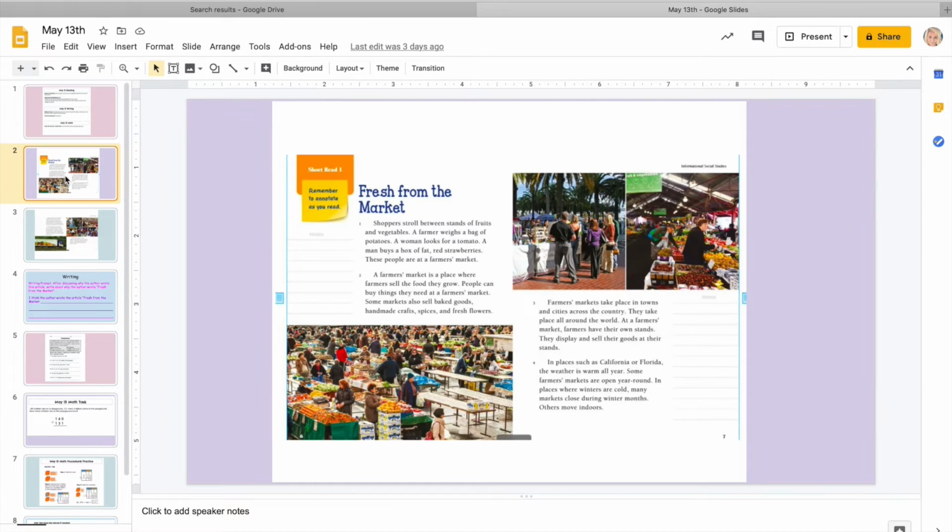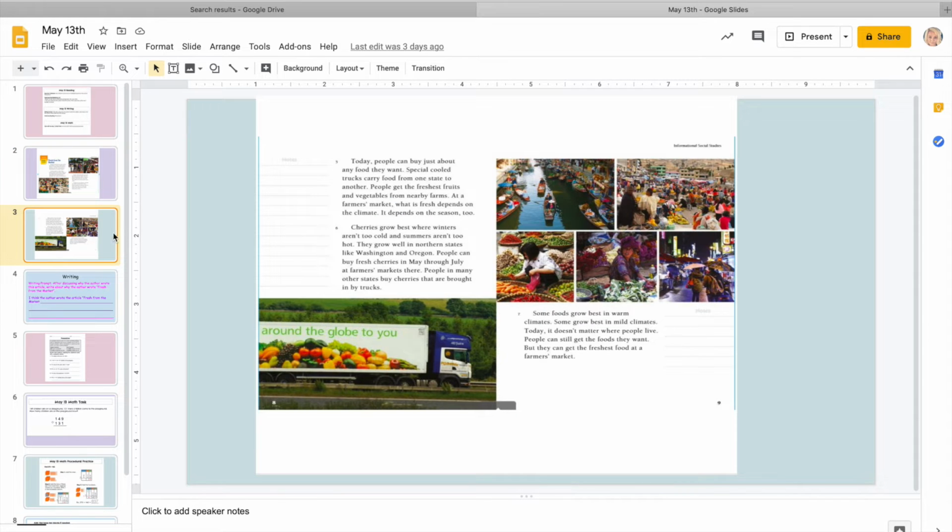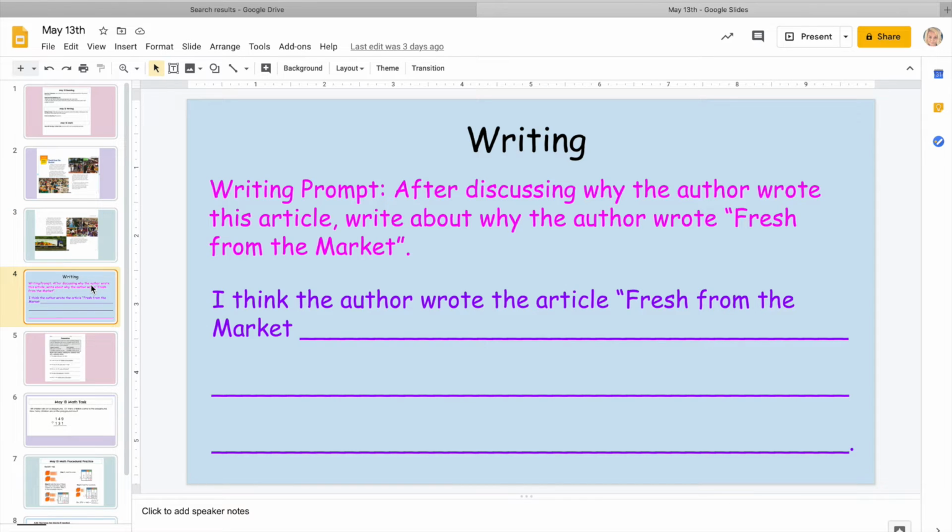This is the article you're going to read with your parents or an older sibling, where you're going to read a paragraph and then alternate reading a paragraph with them. And you're going to read both of those pages. And once you're done reading, go ahead and have that discussion with your parents or a sibling about why you think the author wrote the article. Okay? What was the purpose? What did the author want you to know?